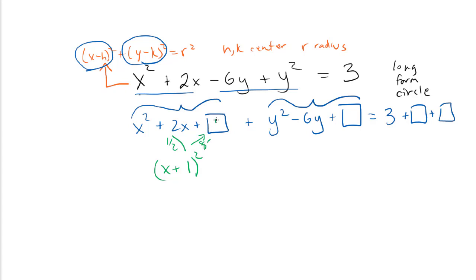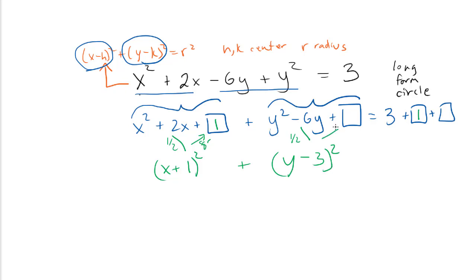1 squared is just 1. Okay? So I need to add 1 over here on the right side as well. All right, let's complete the squares on the y's. Minus 6y, I'm going to have that coefficient of the y. That's minus 3. So y minus 3 will be my perfect square in the y's.